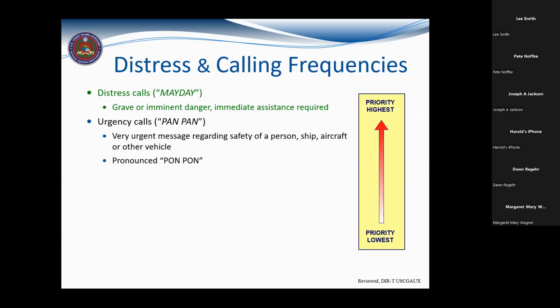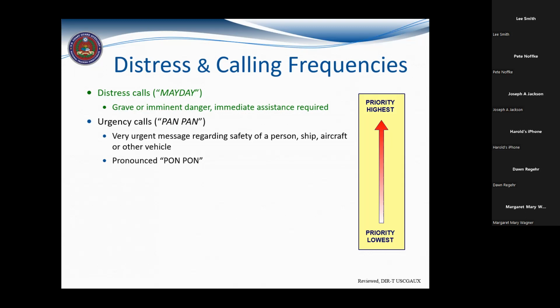If you're not quite that endangered, but you have an urgent message, the second priority level is an urgency call, which is pronounced as PON. Now I know your book says it's PAWN, pronounced pawn. I have only heard it a couple of times in 50 years with the pawn. Most of it is PON. And it indicates we have important information.